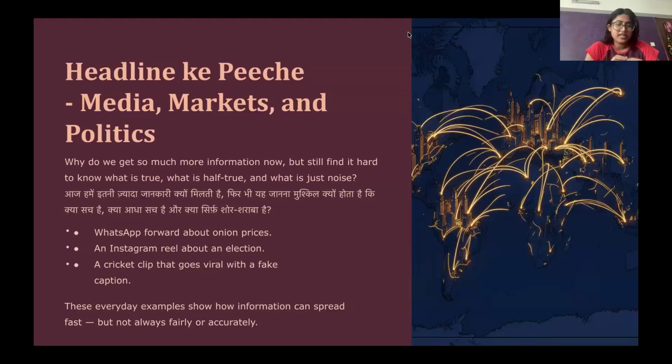Headline Ke Piche is a movement that we created to raise awareness about misinformation spreading online, which to a lot of people can even sway voting power and elections.